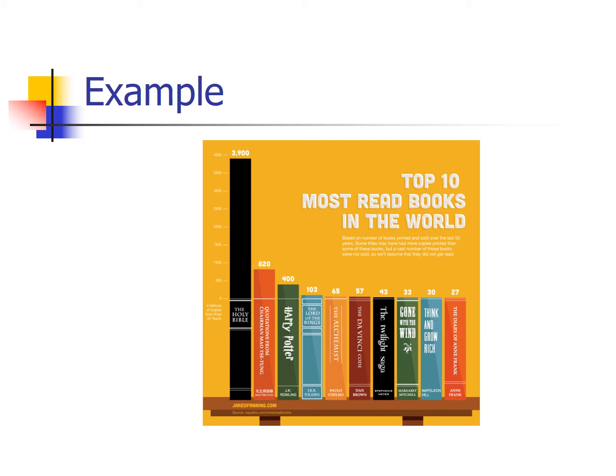However, to our eye, those bars appear to have pretty much the same height. We'd be tempted to look at the Da Vinci Code and the Diary of Anne Frank and say, oh yeah, it looks like they're really close to the same number of ordered books or the same number of read books. But that's definitely not the case, right? In fact, the Diary of Anne Frank has sold half of what the Da Vinci Code has sold.